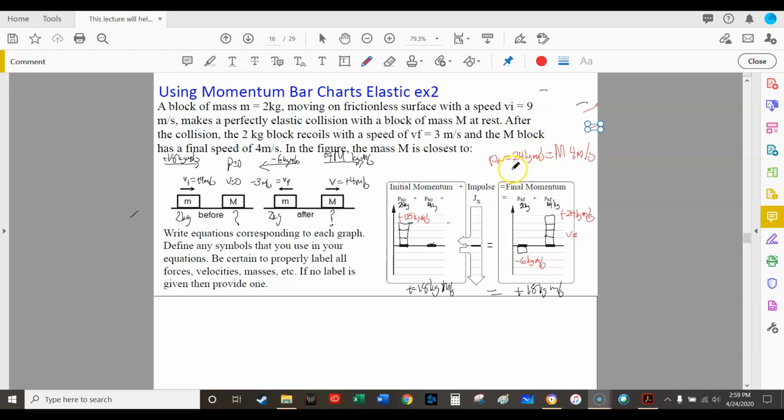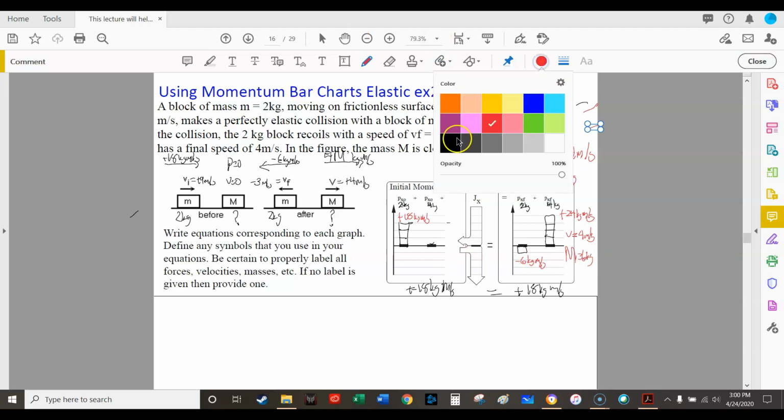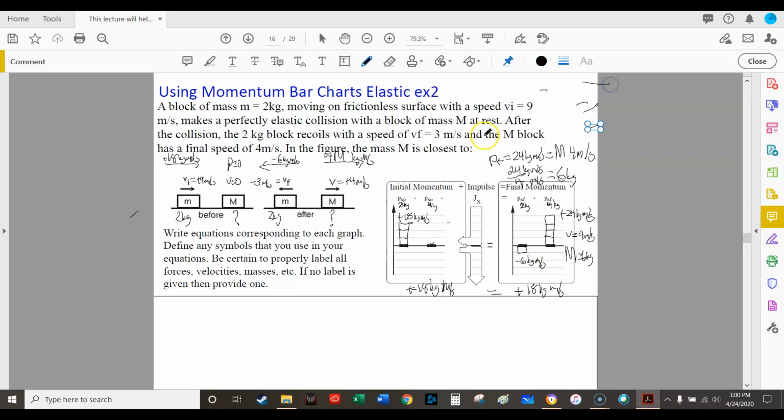Well, that means 24 divided by 4 kilogram meters per second divided by meters per second. That's got to be equal to 6 kilograms, right? So that M has to be 6 kilograms. So I'm going to guess that this has got to be 6 kilograms. Well, let's confirm our suggestion, okay?